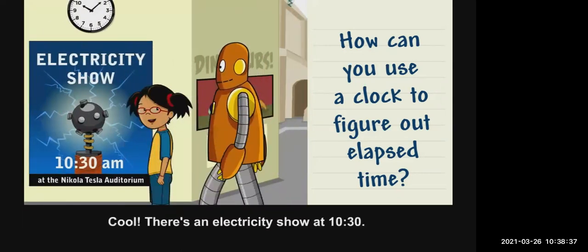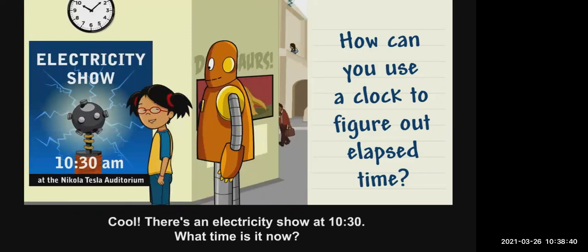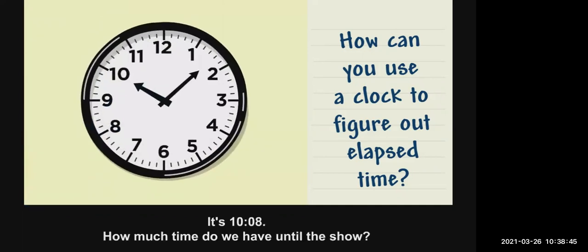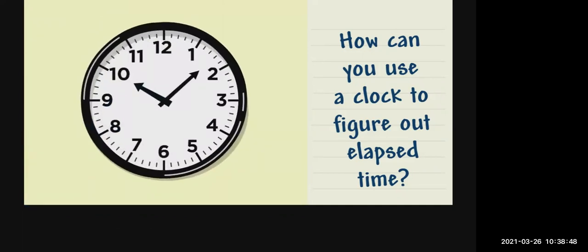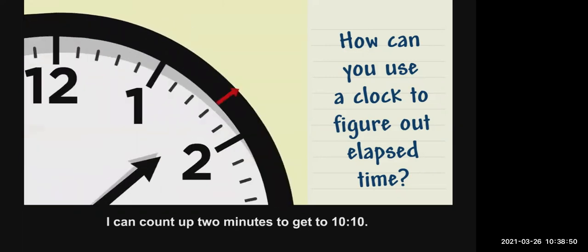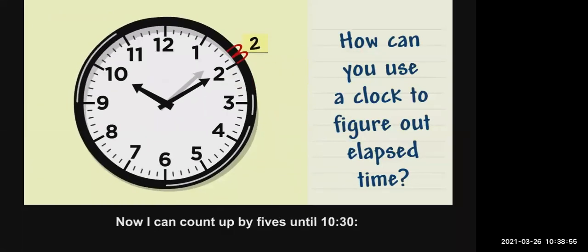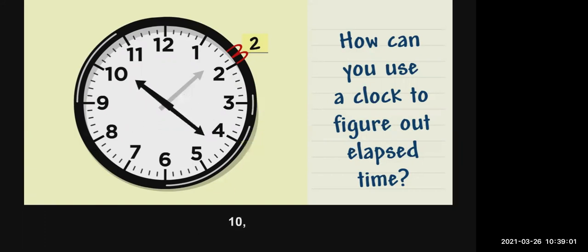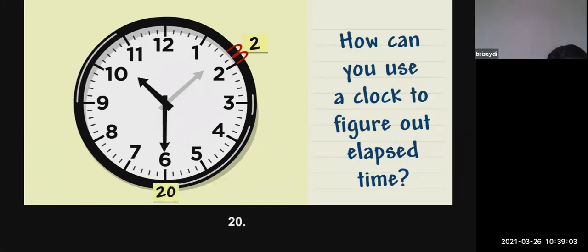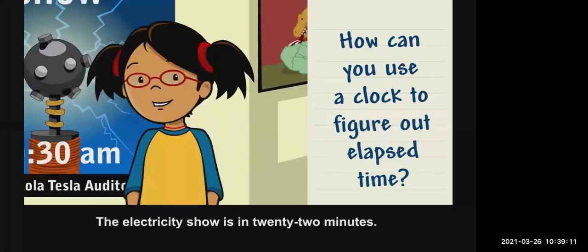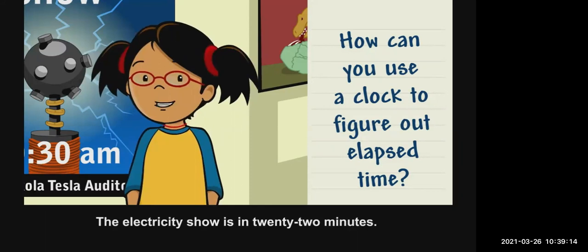Cool! There's an electricity show at 10:30. What time is it now? It's 10:08. How much time do we have until the show? I can count up 2 minutes to get to 10:10. That's an easier time to work with. Now I can count up by fives until 10:30. 5, 10, 15, 20. Now add the minutes. 20 plus 2 is equal to 22. The electricity show is in 22 minutes.